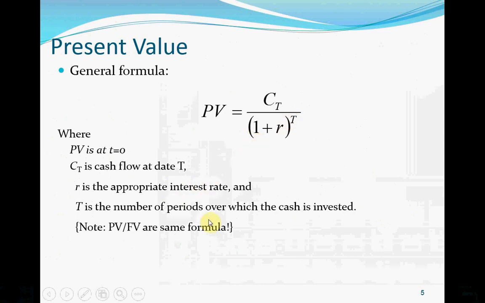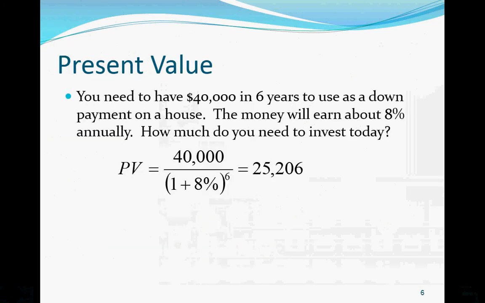If you want to do it in Excel, we're going to do it in a separate practice, which is your Excel project 2. If you want to work on it, you can practice this. You need to have $40,000 in 6 years to use as a down payment on a house. The money will earn about 8% annually. How much do you need to invest today? So basically, your goal is to have $40,000 6 years later, and the interest is 8%. How much do you need to save today?